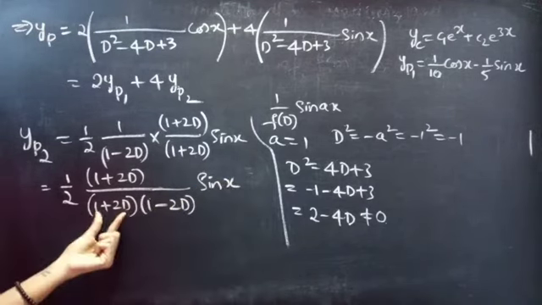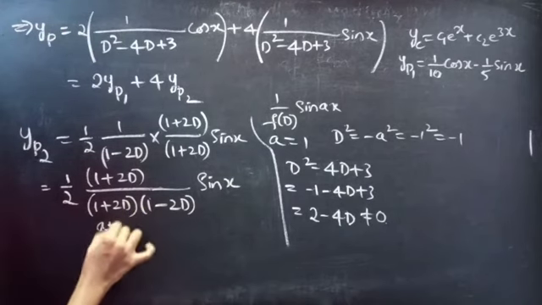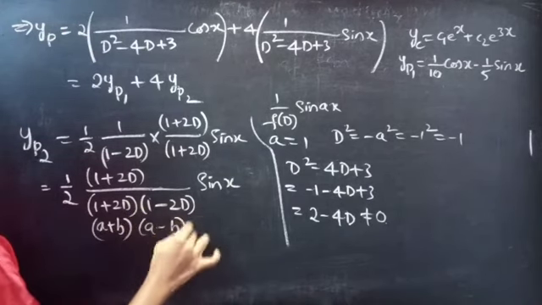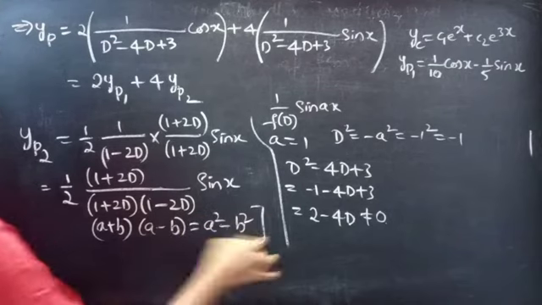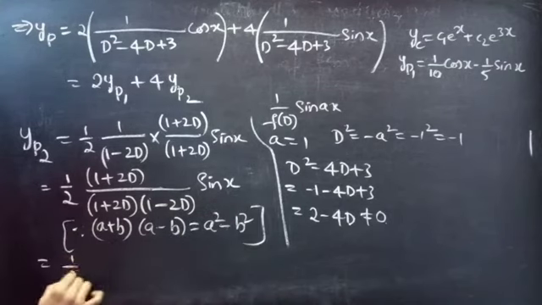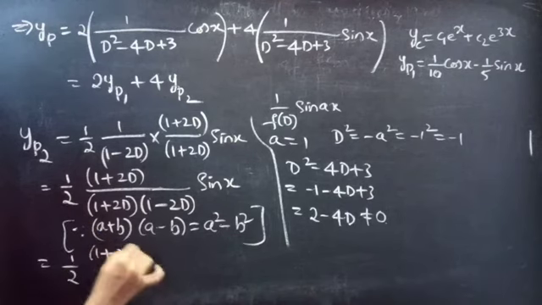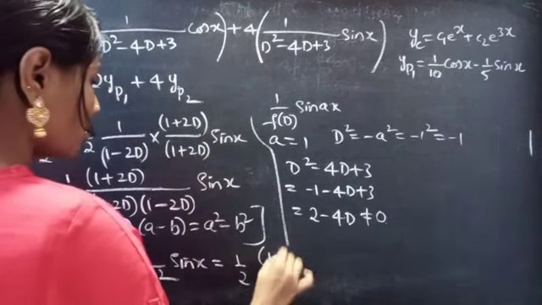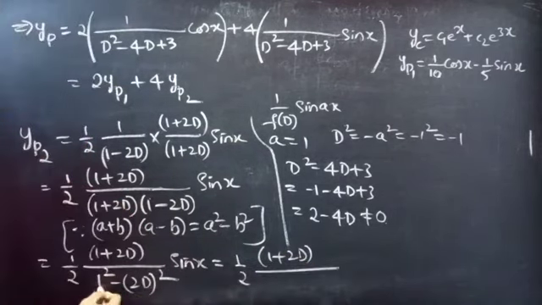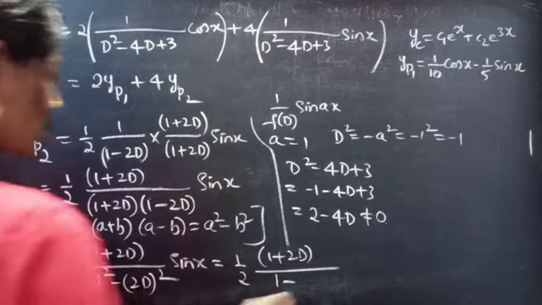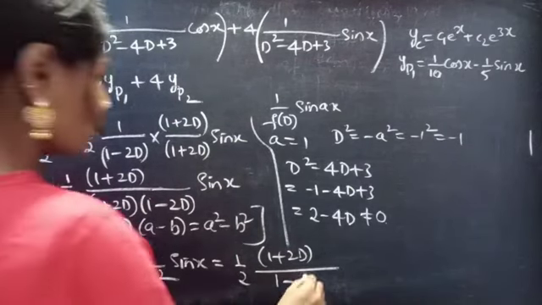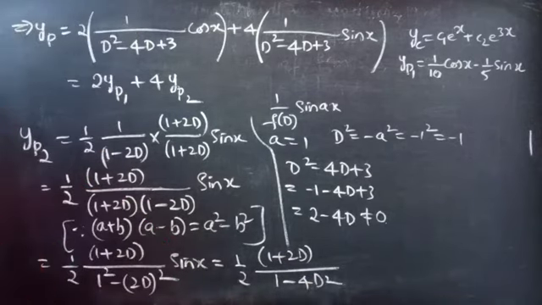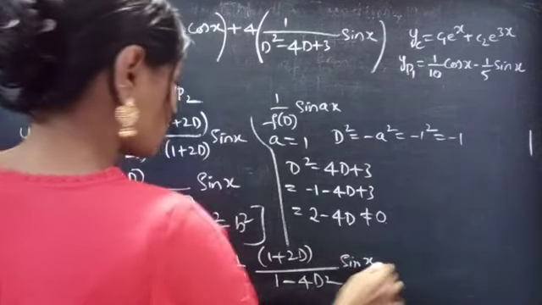So the denominator is of the form (a plus b) into (a minus b). We can write it as a square minus b square, right? Then this becomes 1 plus 2D by a square minus b square into sin x, which is equal to 1 by 2 into (1 plus 2D) by 1 square minus 2 square D square. 2 square is 4, so 4 D square into sin x. Again, D square appears in the denominator.